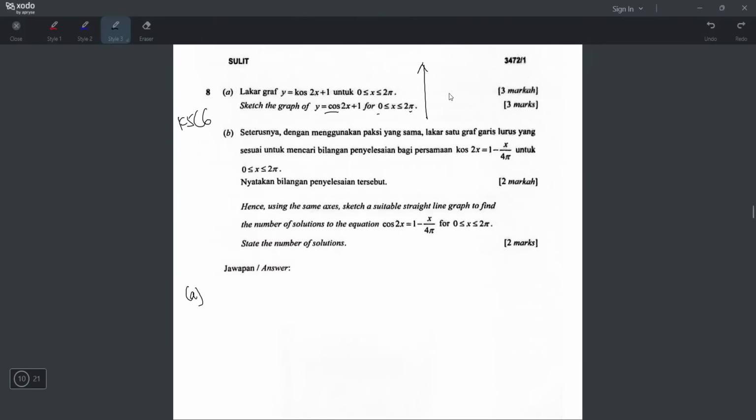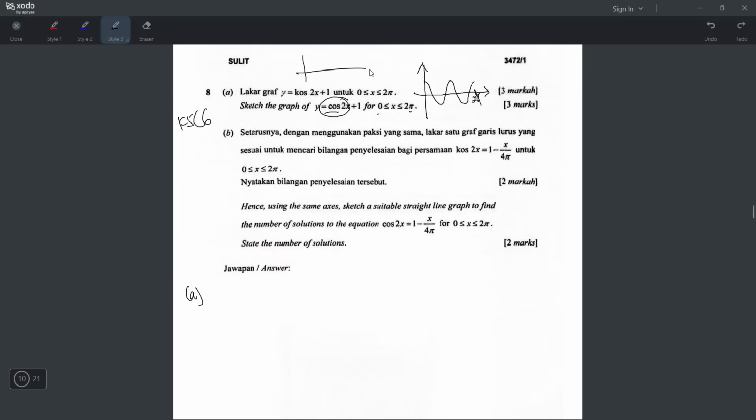So for this type of trigonometric graph, I will do it beside first. This is not the real one, it's just a testing one. So what is the meaning of cos 2x plus 1? Cos 2x here means you have to draw two cos graphs in 360 degrees. How many cos graphs do you have to draw? Two cos graphs, but within 360. So it'll be like this, and this is 360, which is 2 pi.